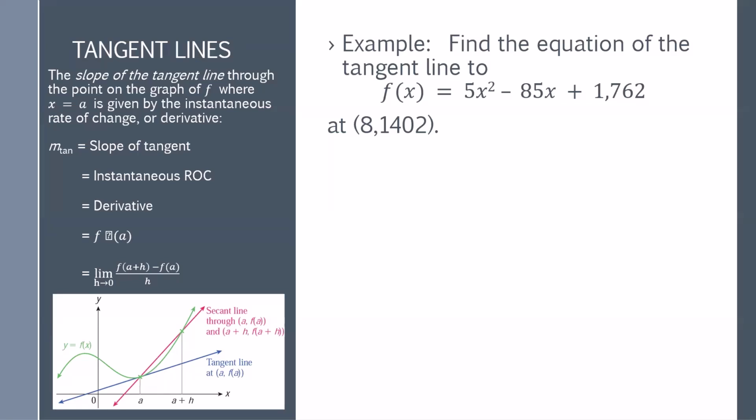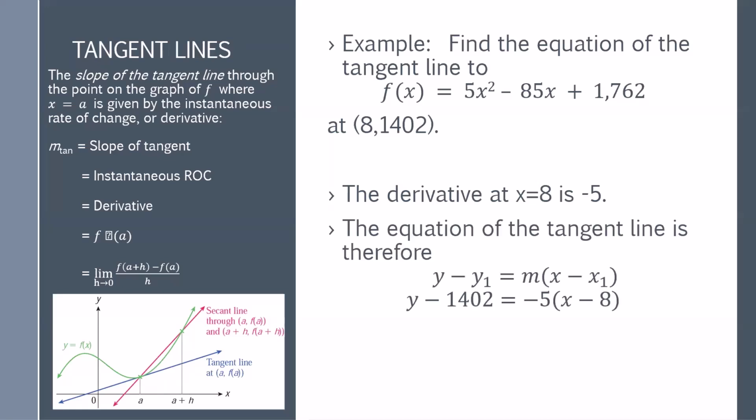For example, we want to find the equation of the tangent line to f(x) equals 5x squared minus 85x plus 1,762 at the point x equals 8, y equals 1402. And we worked out the derivative at x equals 8 in the previous question. It was negative 5. So to construct a straight line, use the equation y minus y1 equals m times (x minus x1), where m is the slope, and x1 and y1 are the given point. So we get y minus 1402 is equal to negative 5 times (x minus 8).